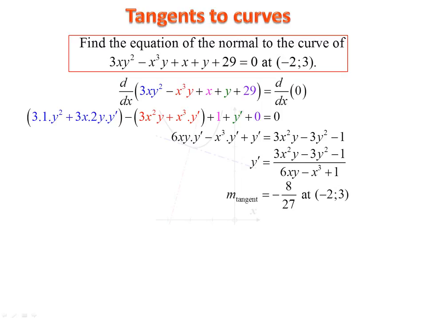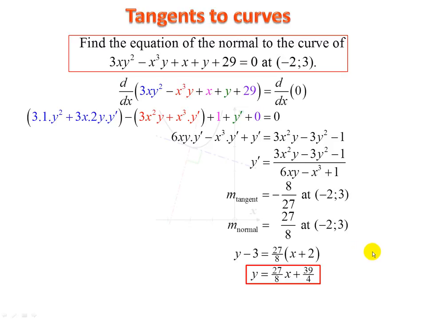Now we can substitute in the point (-2, 3) into that, and it gives us -8/27 at (-2, 3). Now we're talking about the normal, so that's the tangent, so now we have to find the negative inverse. So we invert, change the sign, and the gradient of the normal is 27/8. To find the equation, y - y1 = m(x - x1). Simplify, and there is the equation of the normal.